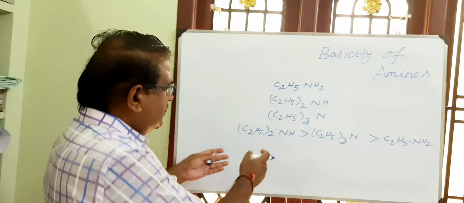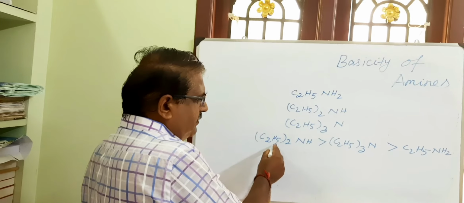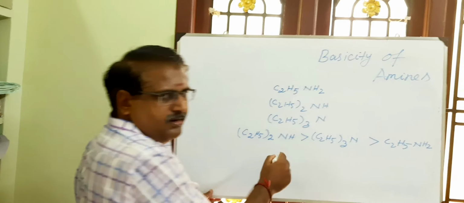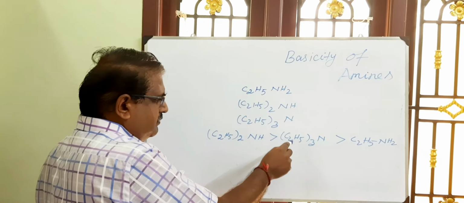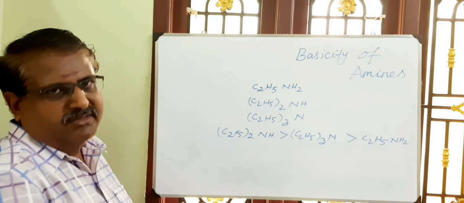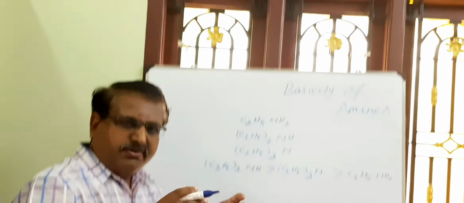So as you can see, in this case, diethylamine is stronger than triethylamine. But in the case of methylamine, diethylamine is stronger than methylamine. Methylamine is stronger than trimethylamine. Suppose I give another example.